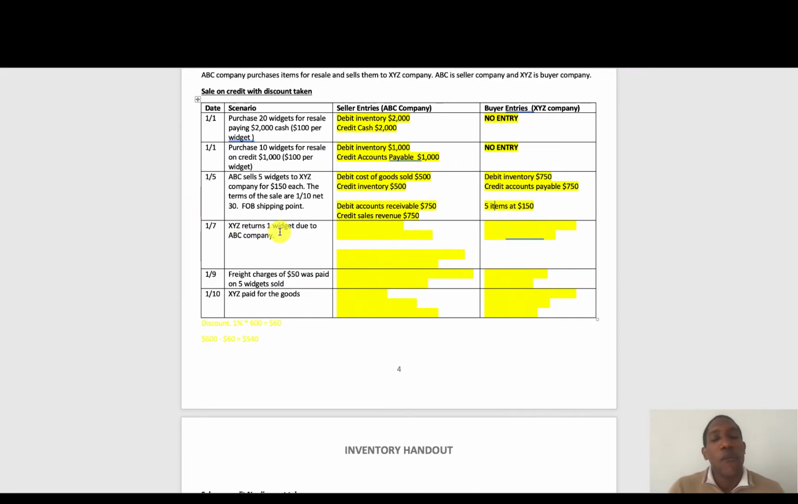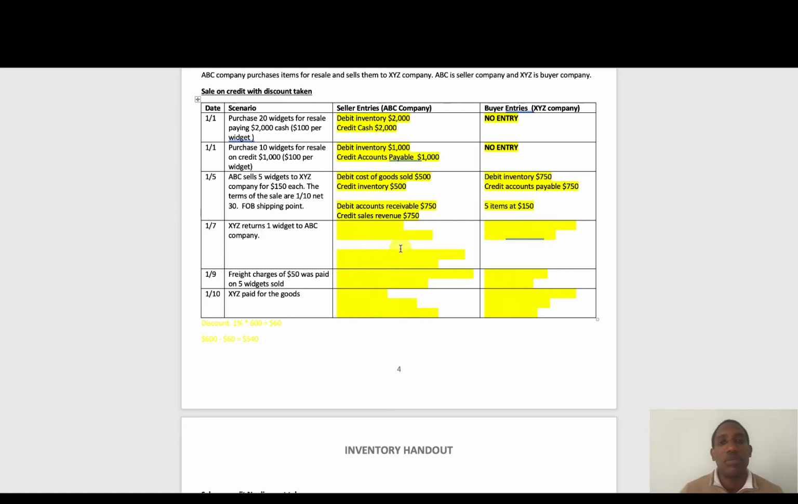So now we have XYZ returns 1 widget to ABC company, right? Okay, so ABC has a generous return policy and XYZ returns one of the widgets. Now we need to really think about what's happening here. This is a return, and this is something that happens quite often. If you buy something, you return it to the store, if you don't like it, or maybe you change your mind, it could be many different reasons, and some stores have a more generous return policy than others. But what does that mean from a journal entry accounting standpoint?